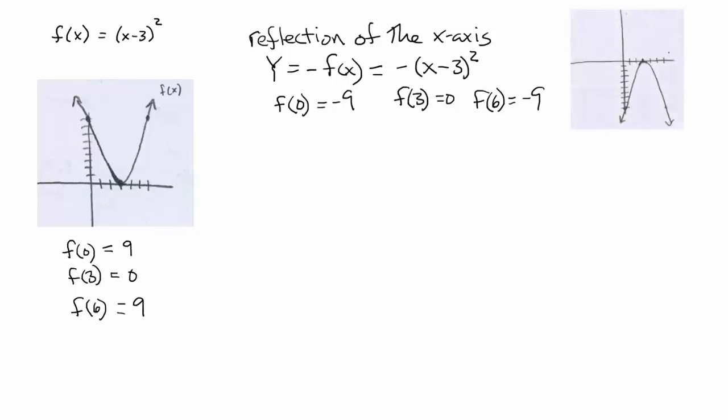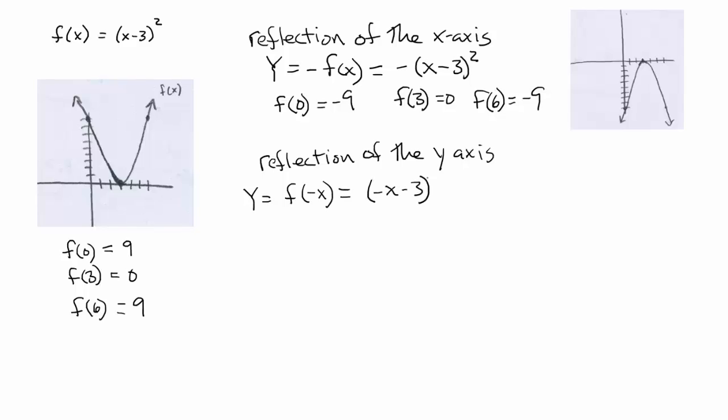And now we take a look at the picture, you can see that the parabola has been reflected over the x-axis. The next reflection I want to look at is the reflection on the y-axis. And here, to get that, we're going to put the negative inside the parentheses. So we have y is equal to f of negative x. And if we do that, we get negative x minus 3 squared.